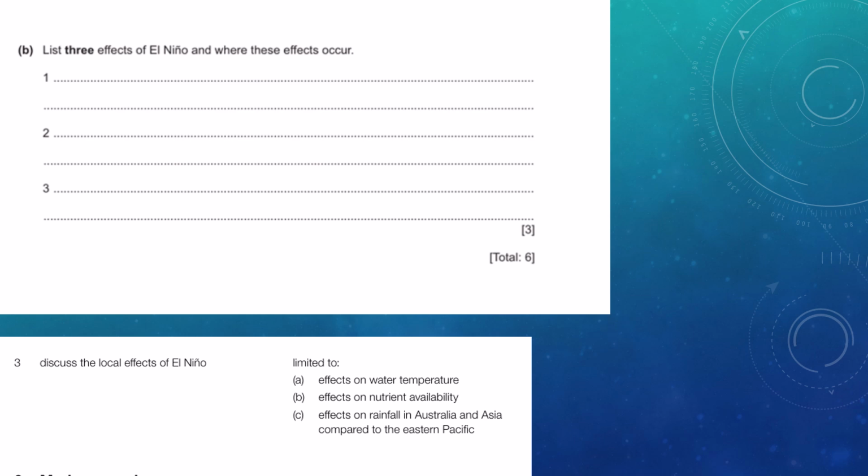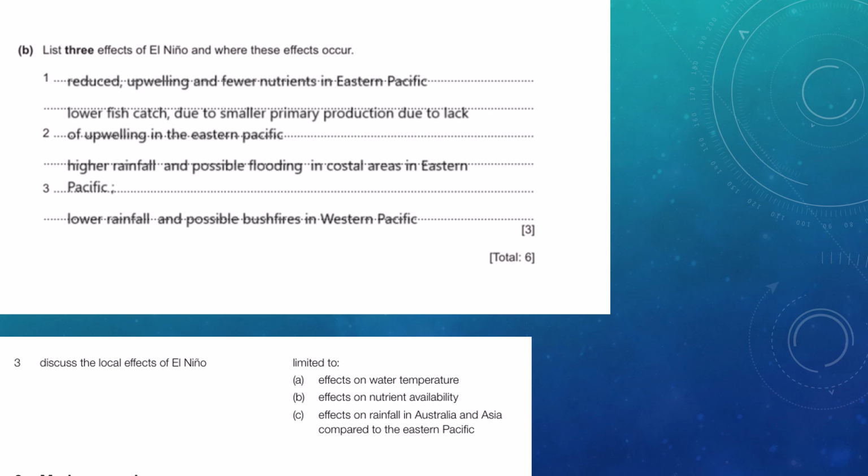So the next question about El Niño says you should list 3 effects of El Niño and also, important, where these effects occur. And this again leads back to section 2.6 in the syllabus. I've said that there's reduced upwelling and fewer nutrients in the Eastern Pacific. There's a lower fish catch due to a smaller primary production due to the lack of upwelling in the Eastern Pacific. There is a higher rainfall and possible flooding in coastal areas in the Eastern Pacific, and there's a lower rainfall and possible brush fires in the Western Pacific, specifically Australia.